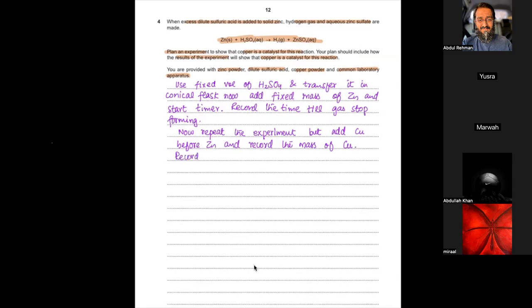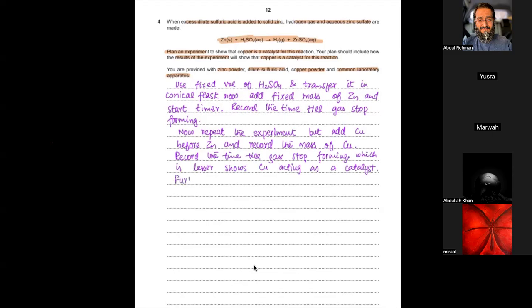Again, you are going to record the time till gas stops forming, which is lesser, which shows copper acting as a catalyst. Is this understandable?